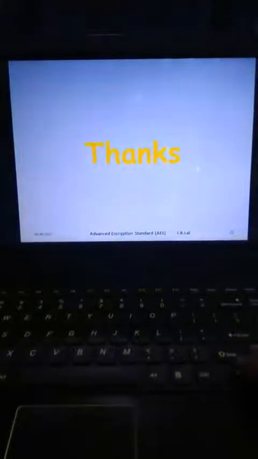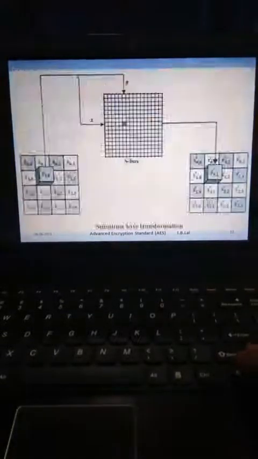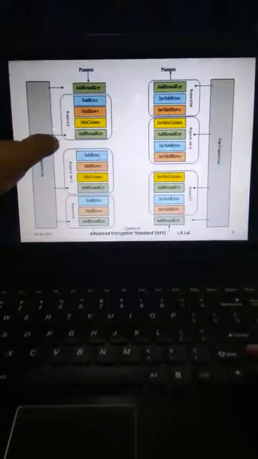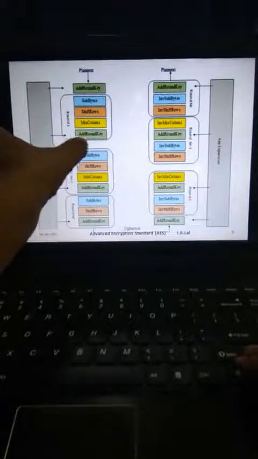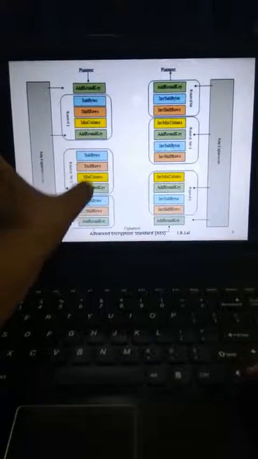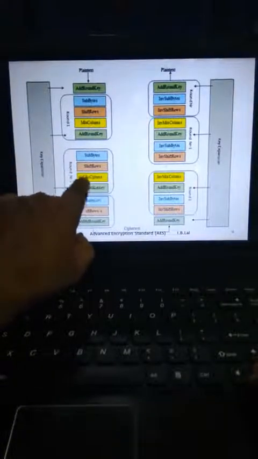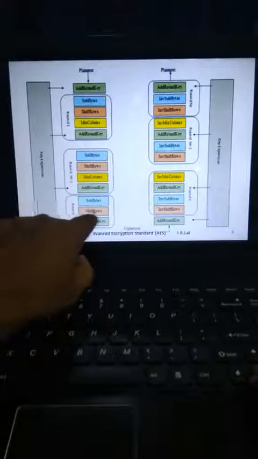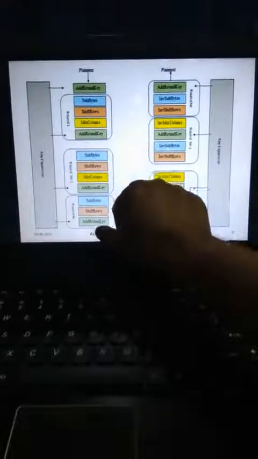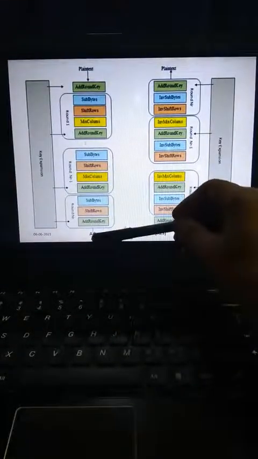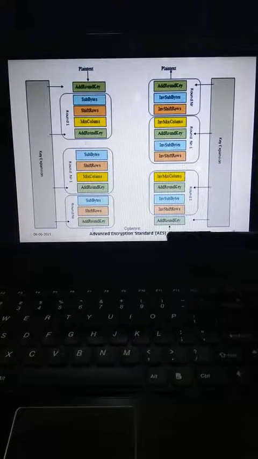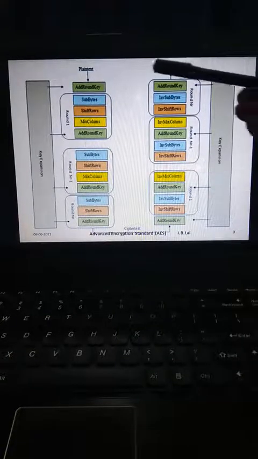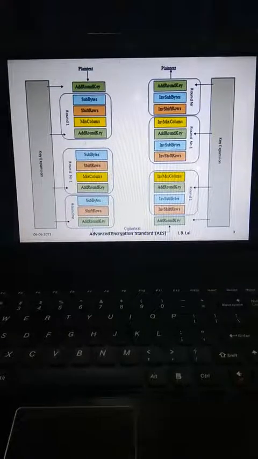Now it enters into the second round. It enters into the second round here, third round, fourth round, and fifth round. What would happen? There won't be any mixed column process. In the 10th round, there won't be any mixed column process, and the output of this add round key would become the ciphertext. And at the receiver's end, the ciphertext would be decrypted in the reverse order, giving us the final plain text. So this is all about AES.